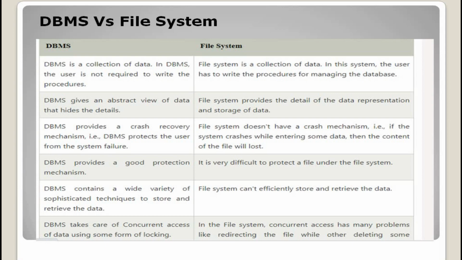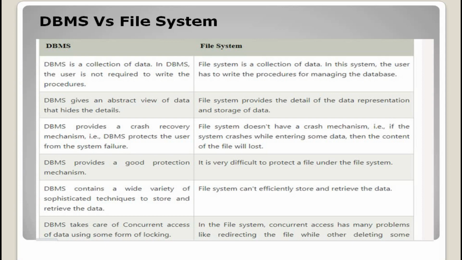The fourth point says that DBMS provides a good protection mechanism. As we have discussed some time before, the file system was not able to provide security to our data, but DBMS provides good protection and security to our data. The second last point says that DBMS contains a wide variety of sophisticated techniques to store and retrieve the data. As it was hard in the file system to store and retrieve the data, now in the database management system, we can efficiently store our data and retrieve it back also.